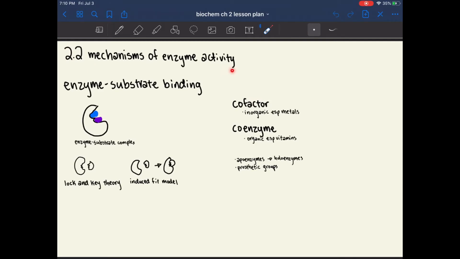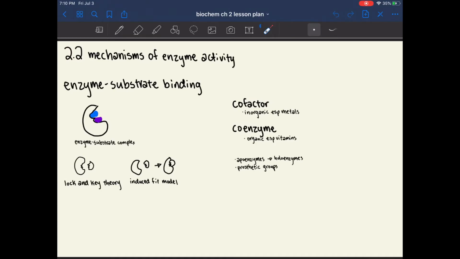Chapter 2.2 is all about the mechanisms of enzyme activity. The molecules that an enzyme acts on are called the substrates. And in order for any reaction to happen, the enzyme and the substrate first have to come together and bind, and this forms what is called the enzyme-substrate complex.